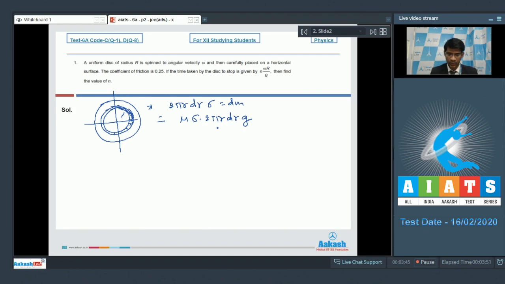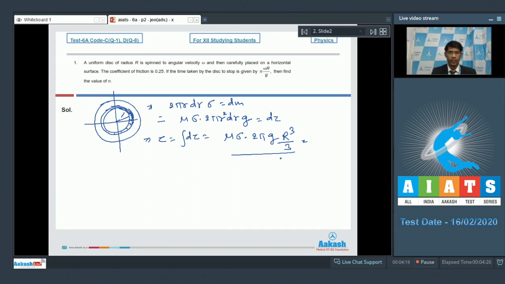This is the friction force, and the friction force shall have a torque about this point. What would be the torque here? The torque will be the distance r to be multiplied with this force. This is the torque that will be acting about this point. So the total torque will be the integral of this tau, or I would say it is mu sigma 2 pi g integral of r square dr. It is r cube divided by 3. This is the value of the torque here.